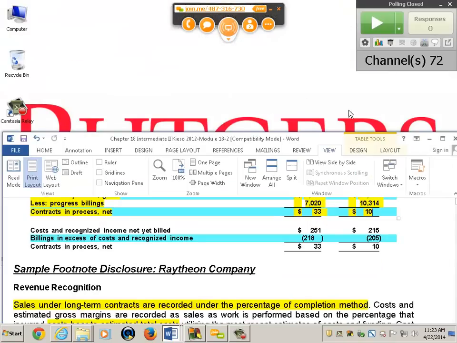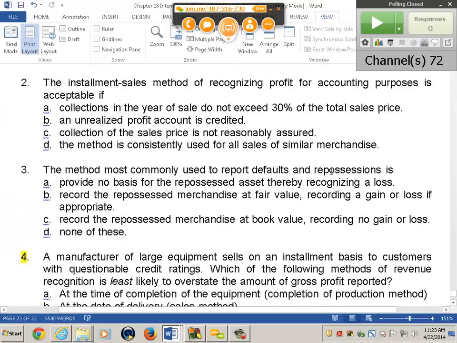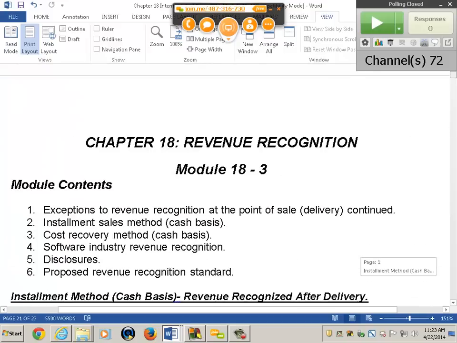Now, let's go to the last module, which, let me bring it all the way up for you, covers or our objectives would be to look at this last exception to revenue recognition, which is cash basis accounting. And we'll look at both installments and cost recovery. I'll also spend a few minutes on software, industry, revenue recognition, and then some disclosures. The proposed revenue recognition standard, I've got some information for you in the back of the module.